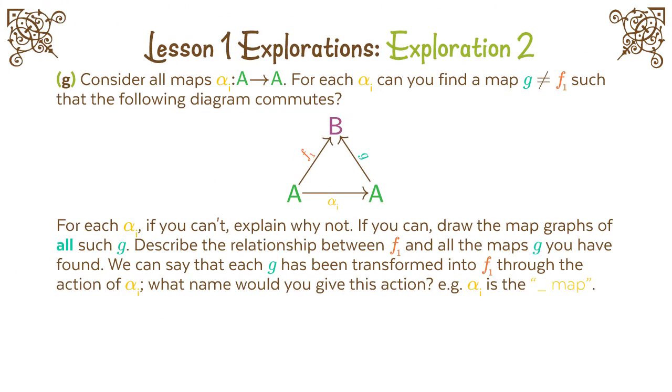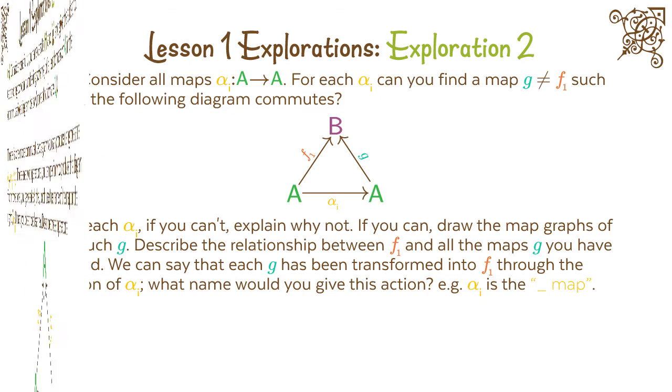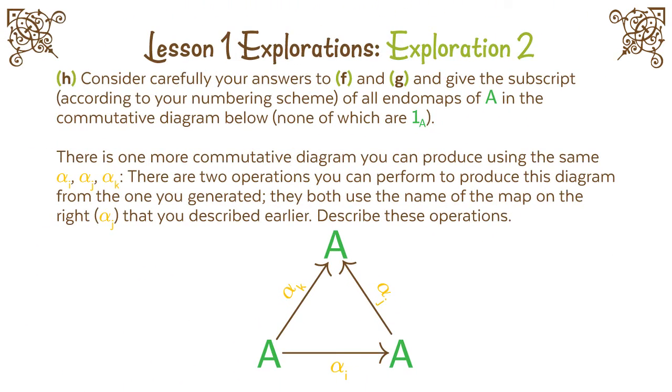Part G asks the same thing but for F1, and they both ask you to name the map alpha I. Successfully completing F and G will make H trivial, but following our analogy, it will show that alpha K is determined by alpha J and alpha I. Remember I talked about structure and map objects? We will learn that not all maps are created equal. Some maps serve as generators for other maps.